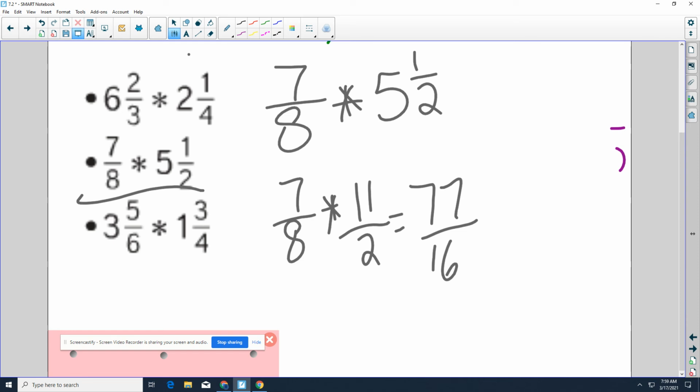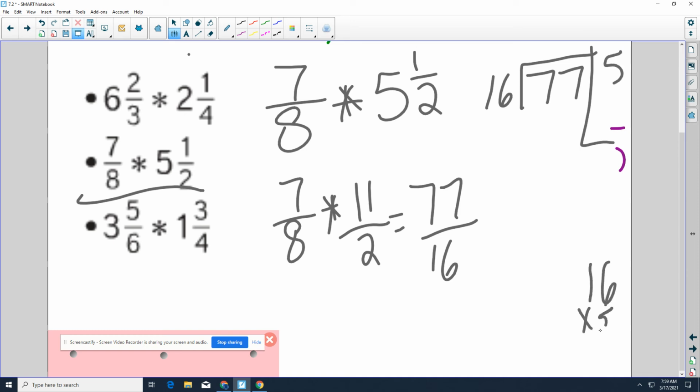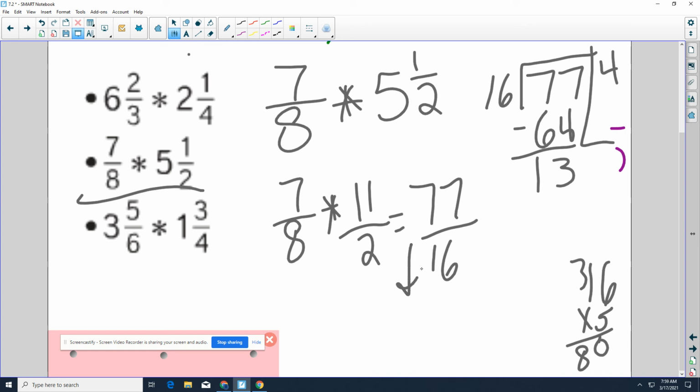Not going to work though. I need to convert it. So I'm going to do 77 divided by 16. And let's see here. I can't do 10, that'd be 160. I think I could do 5. Let's see, I'm just going to try it out here. 16 times 5, that gets me to 80. Oop, too high, so it has to be 4, right? So I'm going to do 16 times 4. And that gets me 64. And I get 13 left over, and that's going to be our remainder. So I'm going to have a quotient of 4 and 13/16.